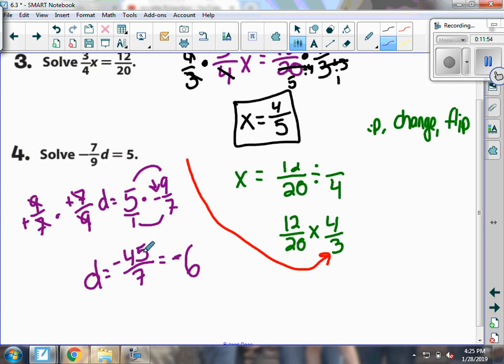6 times 7 is 42, and so I'm going to have 3 7ths left over. So d is equal to negative 6 and 3 7ths. There's my final answer.